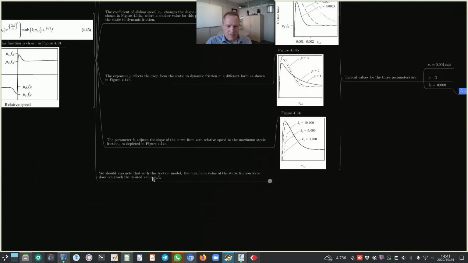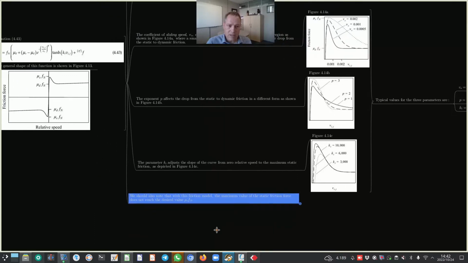Now we should also note that with this friction model, the maximum value of the static friction force does not reach the desired value of μsFn.